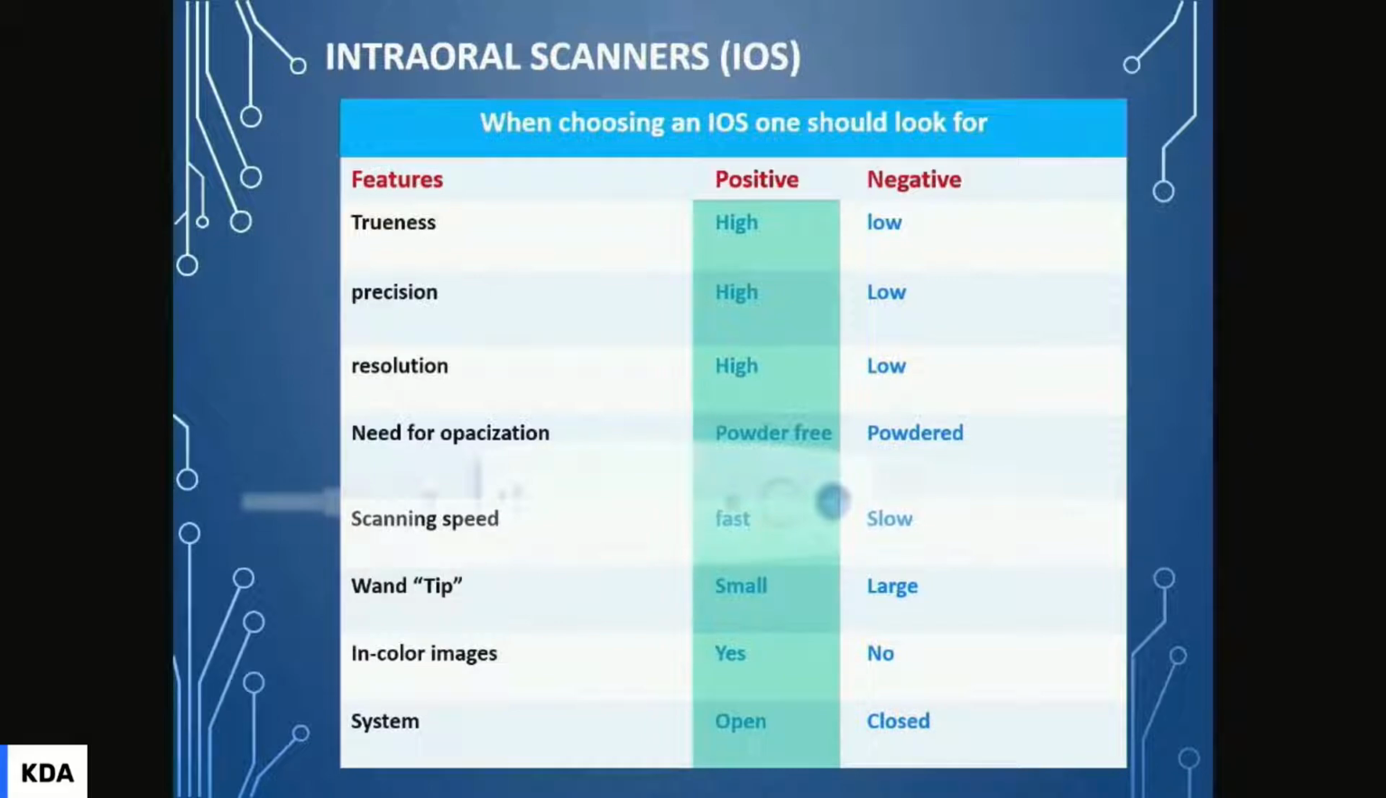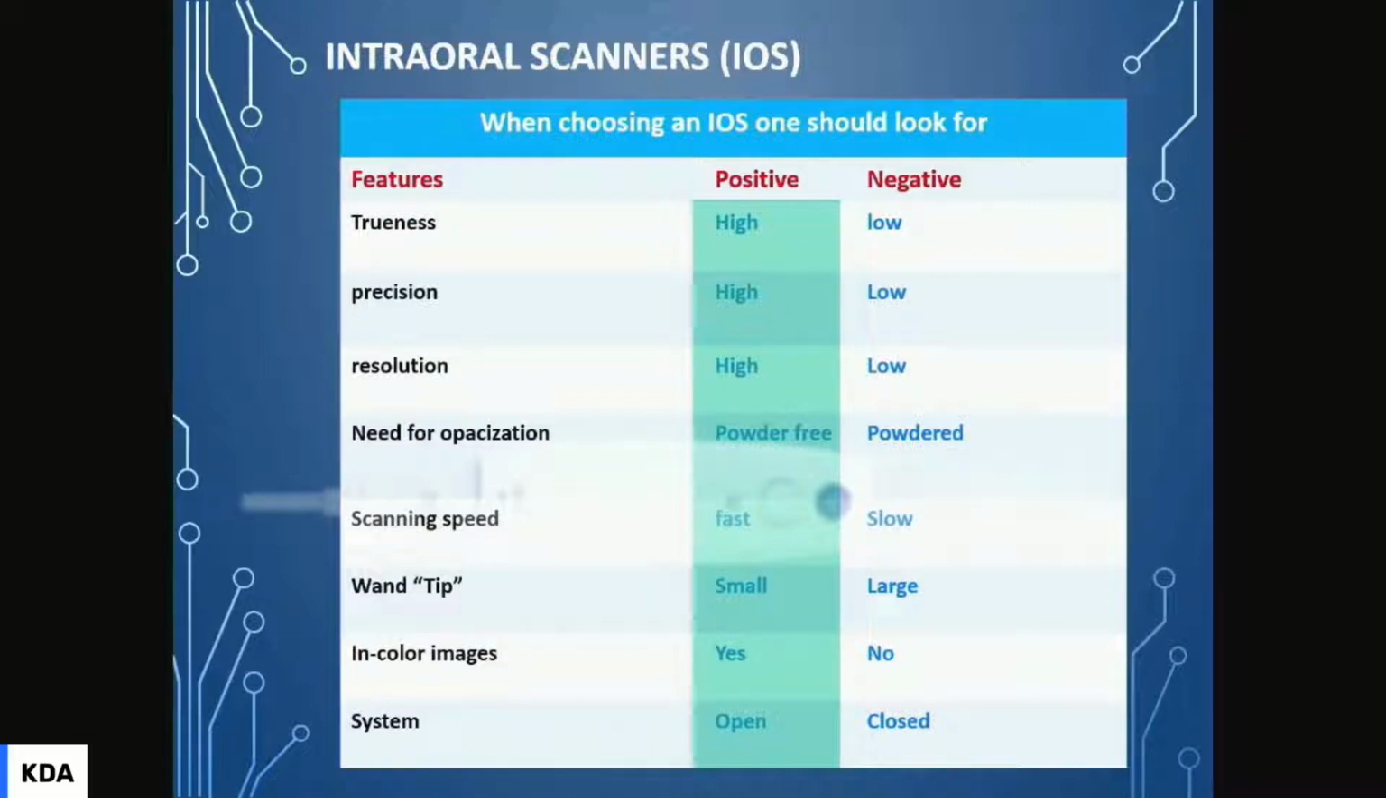Also, the speed of the scanner should be fast. You should be able to scan the full mouth in a few minutes, and maybe less than a minute. It should have a smaller tip, so we know that the scanner has a tip. It goes inside the mouth, we scan. So it should have a smaller tip that will allow us to maneuver all around the oral cavity without causing any discomfort to the patient.